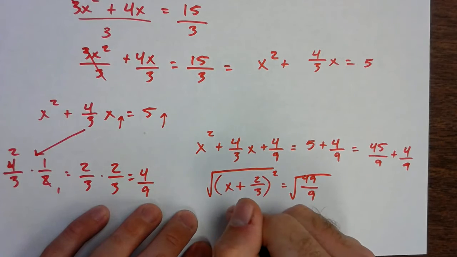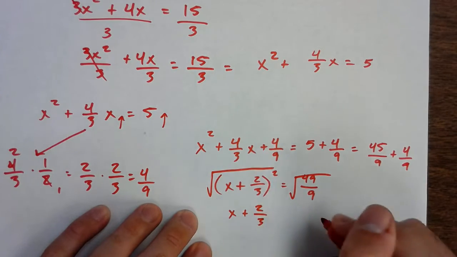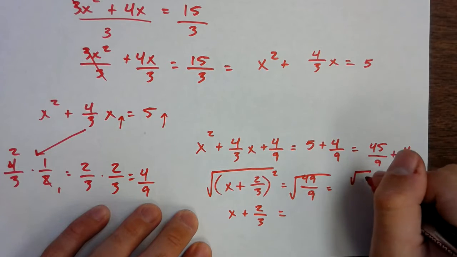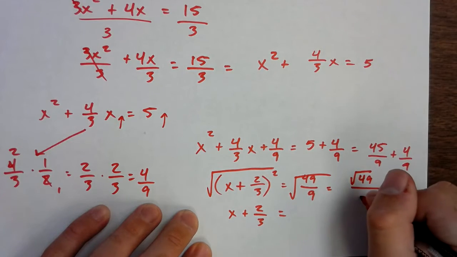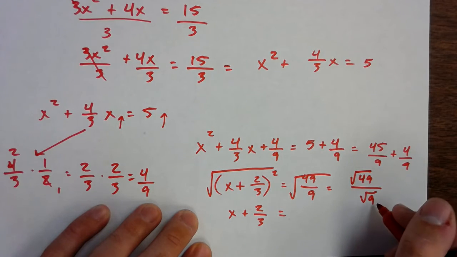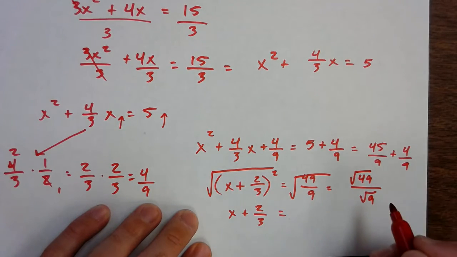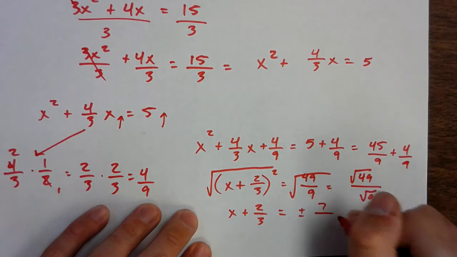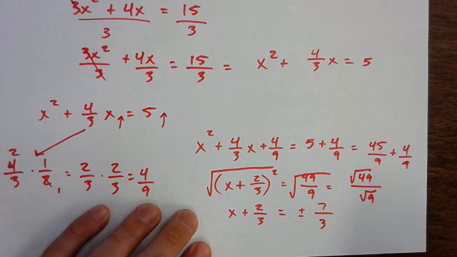This now becomes x plus 2/3, and that's going to be equal to, well, think about this. I can break this apart into the square root of 49 over the square root of 9. What's the square root of 49? 7. Square root of 9 is 3. We have to remember, though, when we take a square root, we've got a positive and a negative. So remember that. Don't neglect it. So we've got 7 over 3.